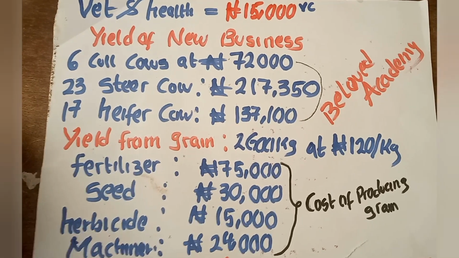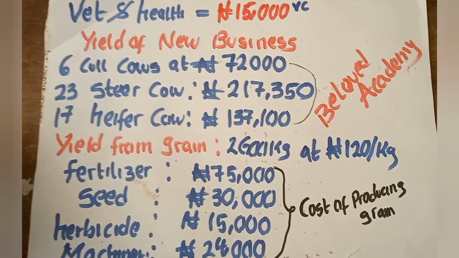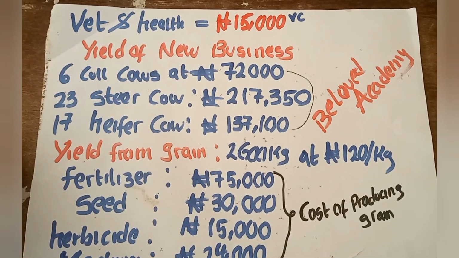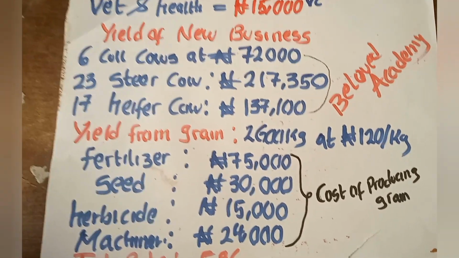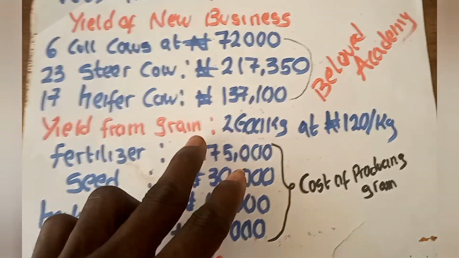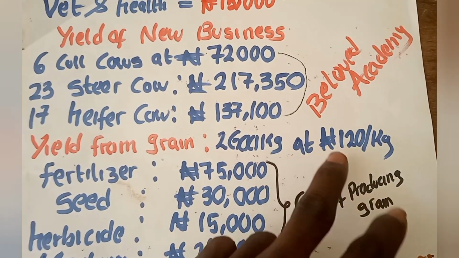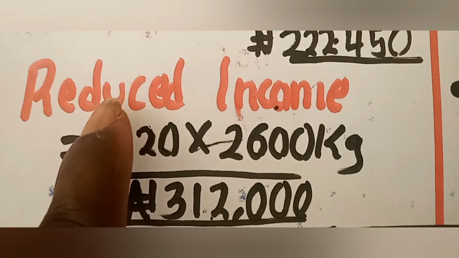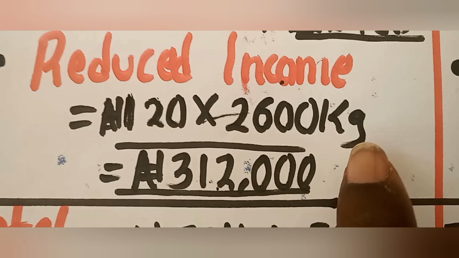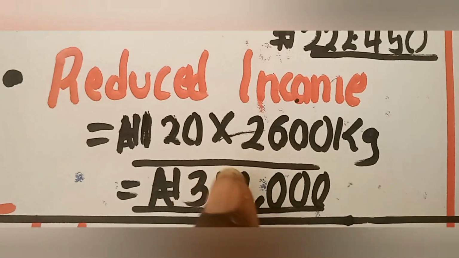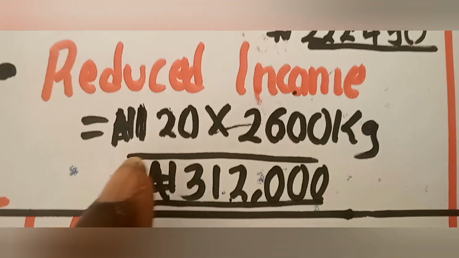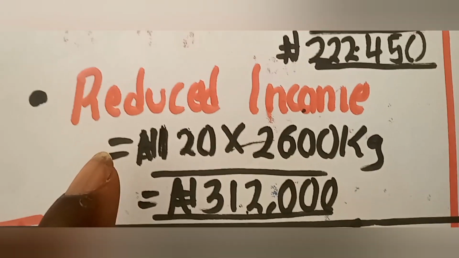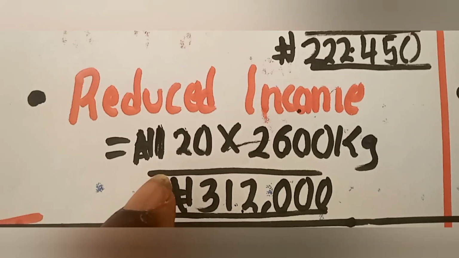Let's proceed to calculate the yield from the grain. That is the reduced income. That is the income that the farm was generating on the grain before, but is no longer generating. That is the reduced income. Reduced income is on the left hand side of the table. So I'm going to multiply 120 by 2,600 kilogram. The total is 312,000 naira. That is the total income that was generated before on the grain, but it will not be generating that income because of the change in enterprise. Therefore, this is the reduced income.